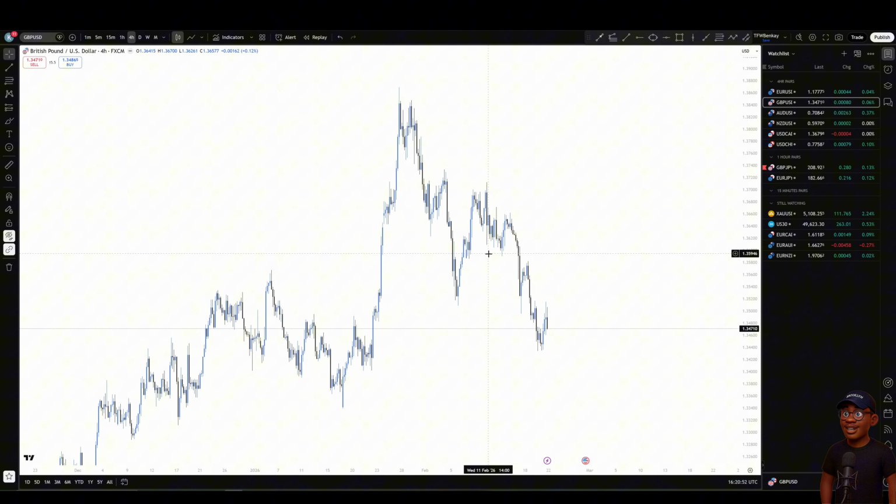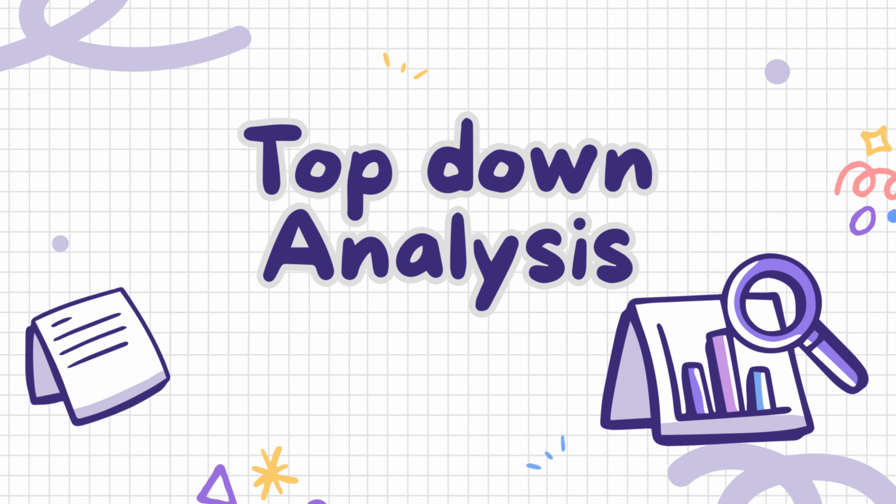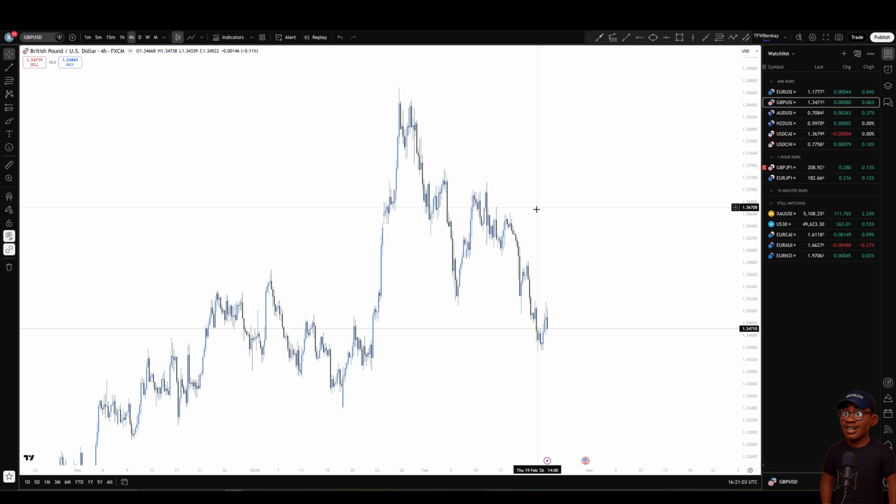Now, for you to understand the entire concept of time frames, you need to understand something that we call the top-down analysis. That is analyzing your Forex chart from the higher time frame to the lower time frame for you to get the overall direction of the market before you place a trade. Now, let's go on the chart for you to understand this better.